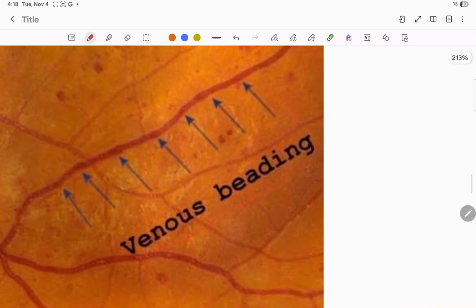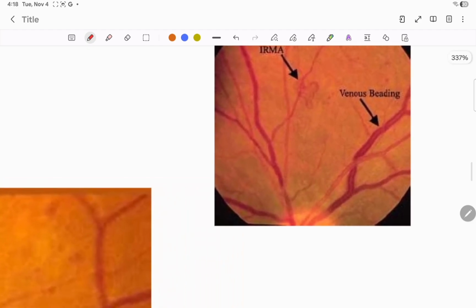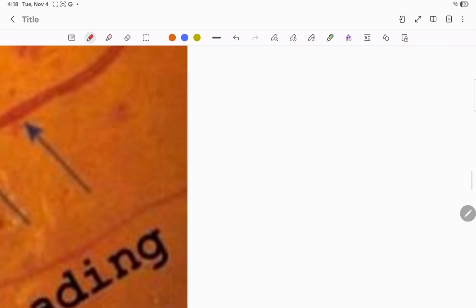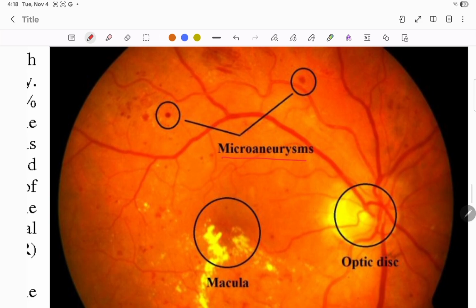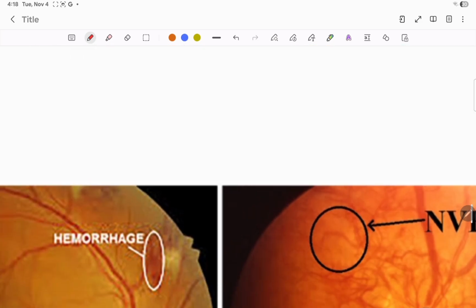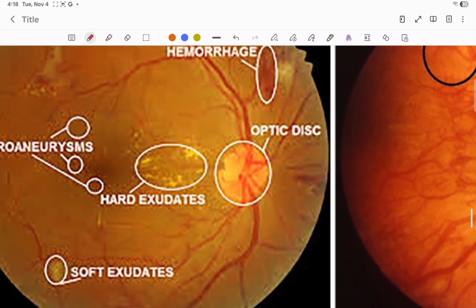As you can see in this picture, these small red colored dots are venous bleeding. This is another picture of venous bleeding. This is not a clear one. Because of the stoppage of the blood, there will be microaneurysms. As you can see, these small red colored aneurysms are present. It will cause hemorrhage and exudates, which we will discuss in our next video.